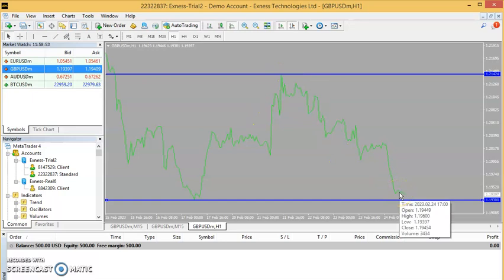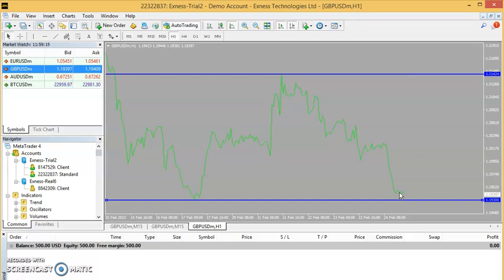It continued coming down. Now, I always advise that you don't depend on indicators. Indicators are just an easy way out. But you must know your market structure. You must know price action. Study it. Understand how the market moves and how the market behaves.